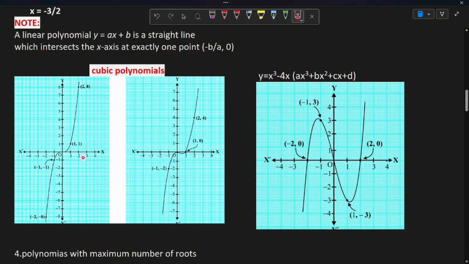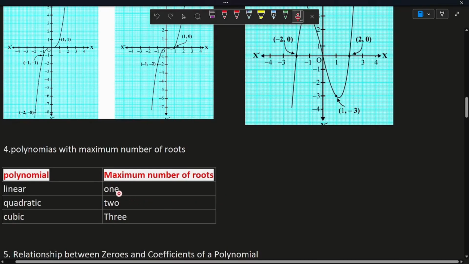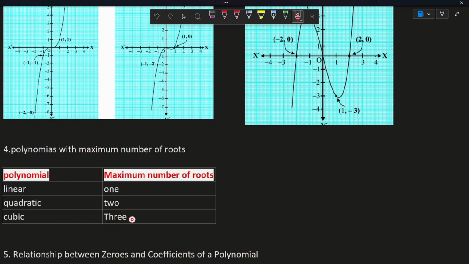A cubic polynomial has three roots. Because of this, it cuts the x-axis here, here, and here, which means it has three roots: minus 2, 0, and 2 are the three roots of this cubic polynomial. A linear polynomial has a maximum of one root, a quadratic has a maximum of two roots, and a cubic has a maximum of three roots. Maximum two roots means it can have one root or it can have two roots. A cubic polynomial can have one root, two roots, or three roots.